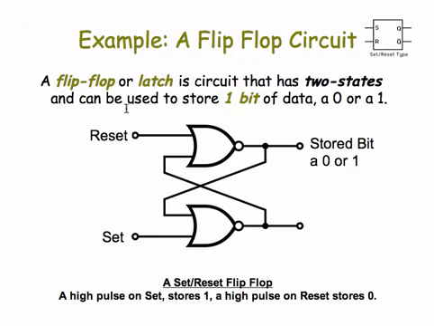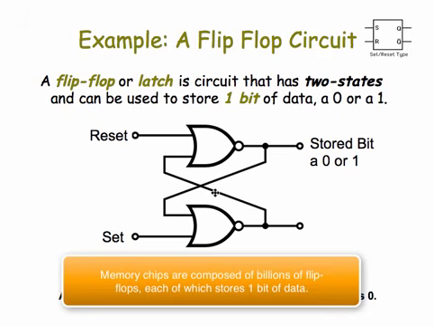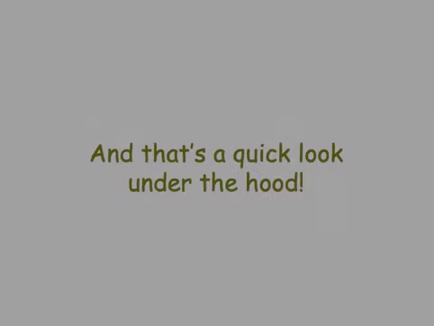This is an example of a flip-flop or a latch. It's a circuit that has two states, and the states represent one bit of data, either a 0 or a 1. And the way it works is this. When you reset it, meaning you put high voltage on the reset input, that changes the bit stored in here into a 0, and it stays there. On the other hand, when you set it by putting voltage or high input on the set line, that changes the bit stored here to a 1, and it remains 1. So this is the fundamental memory unit that makes up the memory chips that we looked at. And that's a quick look under the hood.